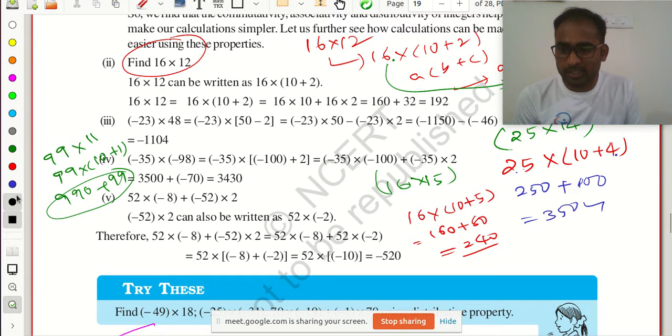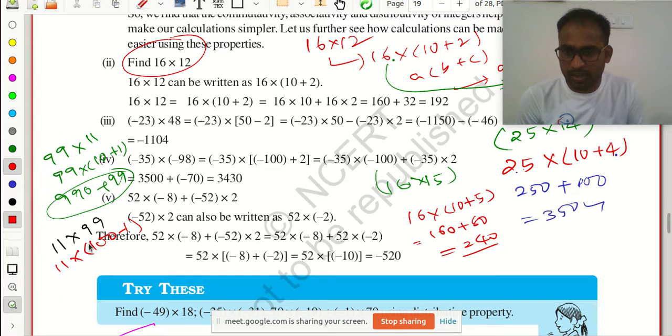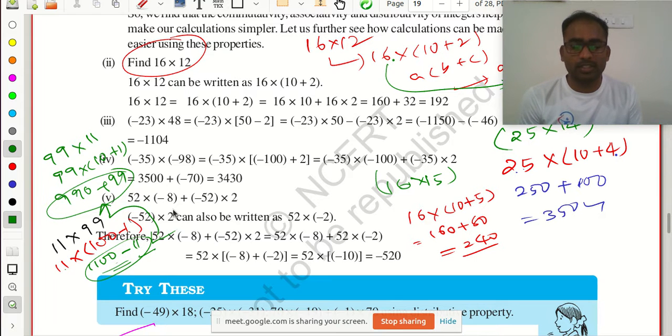Another way I can see here. Suppose I need to find 11 into 99. I can write 99 as 100 minus 1. So 11 into 100 is 1100, minus 11 into 1, which is 11. So 1100 minus 11. This is also the same answer. Both are the same answer, so it depends on the situation.